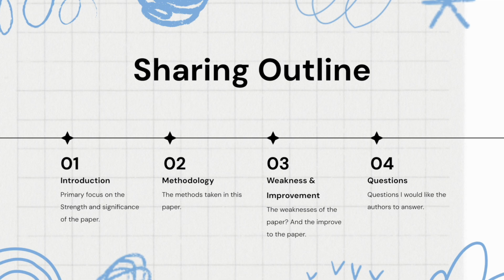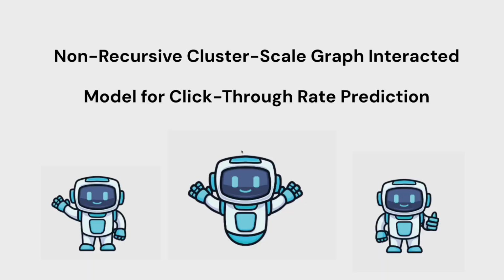Today, we will focus on the significance of each paper, the methods used, their weaknesses and suggestions for improvement. Additionally, we will raise some questions for the authors. To introduce the non-recursive cluster scale graph interactive model for click-through rate prediction.